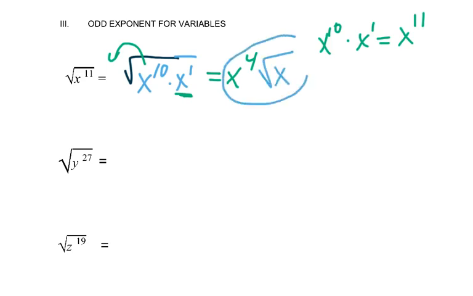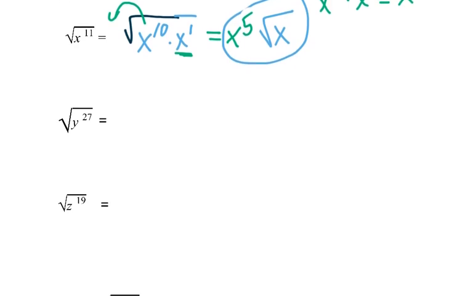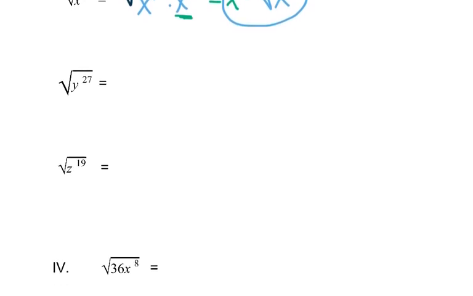So your final answer is x to the 4th. Oops, that should not be a 4. My bad. X to the 5th times the square root of x. Okay, so let's go through this again. We're going to go through this a couple more times just to make sure that everybody's on the same page.